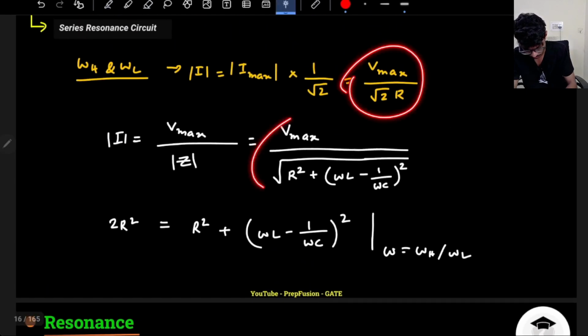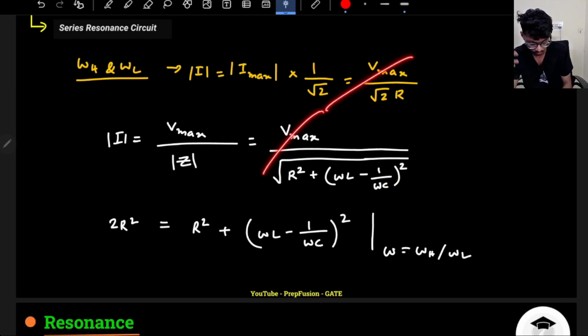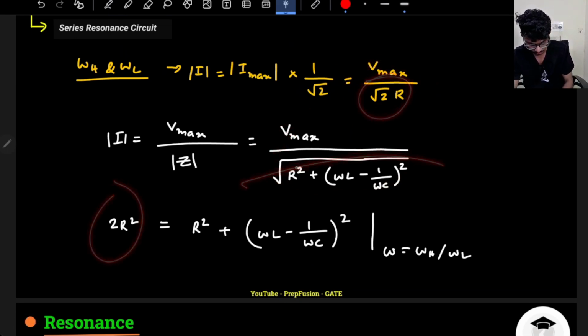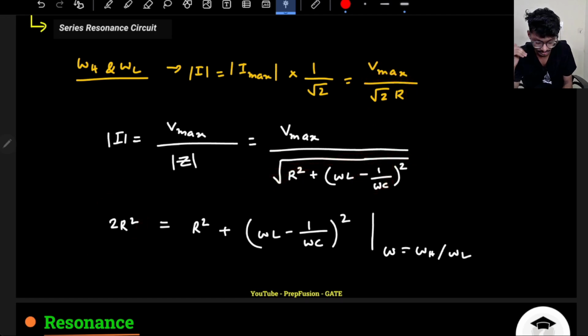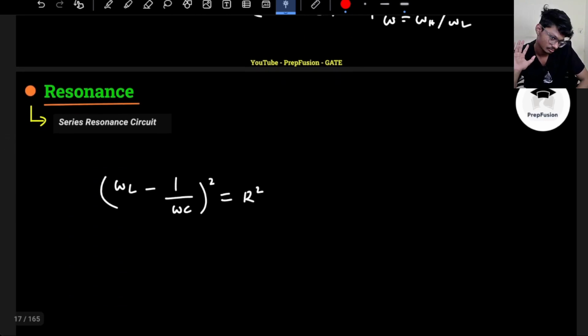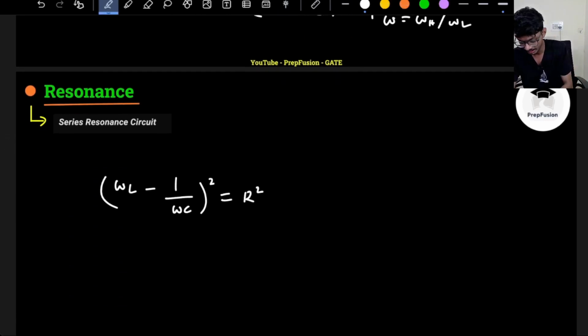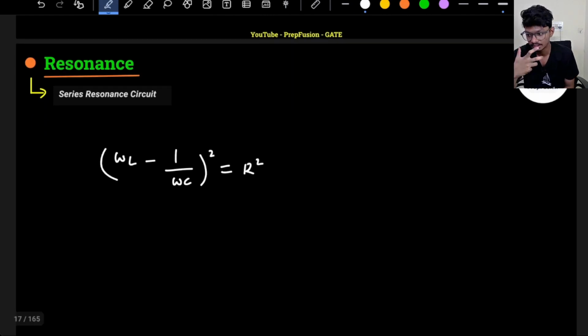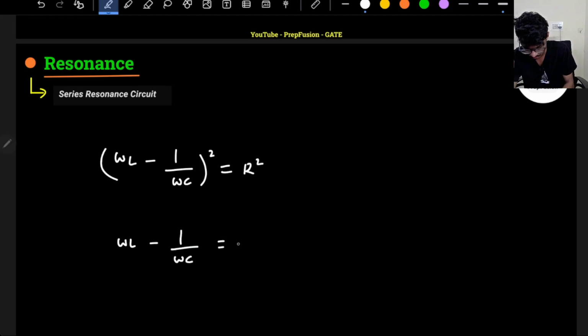I am just equating these two. If I equate, simply Vmax will be cancelled, then I am squaring both sides. So this will be 2R square, and if I square, this will be R square plus omega L minus 1 by omega C whole square. Now omega L minus 1 by omega C whole square is equal to R square. This is my equation. I can further write this. I can take the under root of this, right? If I take the under root, information will get lost. What information, I will discuss. If I take the under root, this will be omega L minus 1 by omega C equals R.